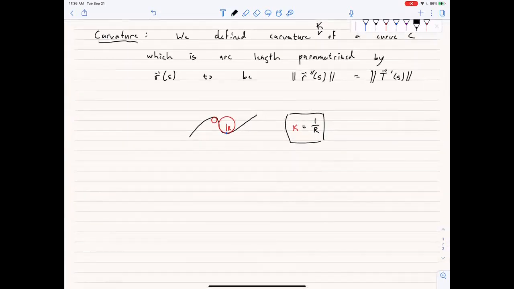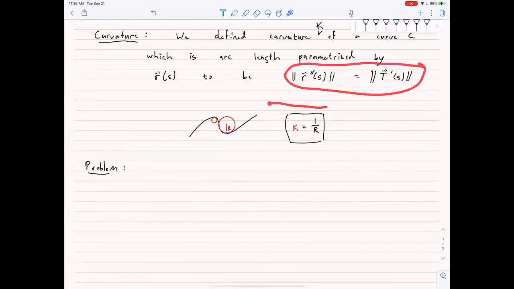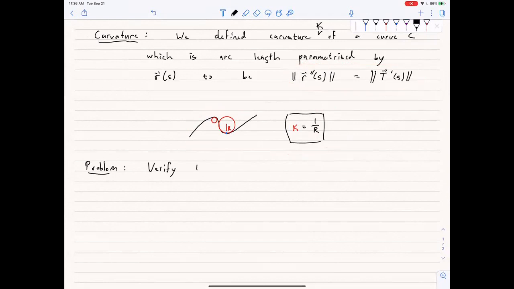So how do we see this? Let's just look at a simple problem. We defined this thing using this formula, but now I'm telling you it's really something like this. That's the geometric meaning of it. So let's verify this formula for a circle of radius r. Of course, the best fit circle for a circle of radius r is a circle of radius r.